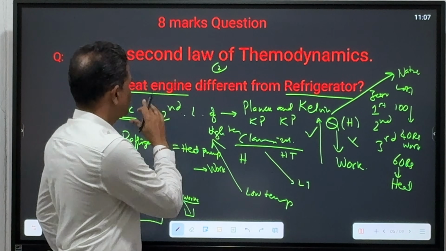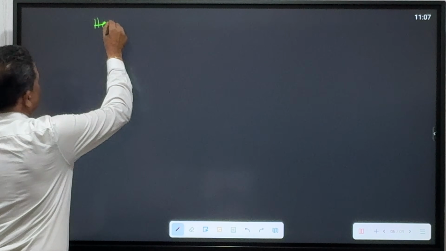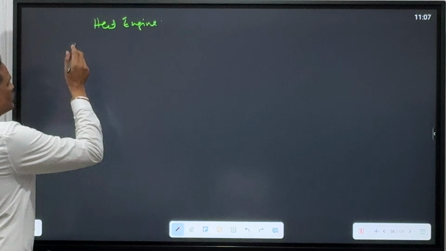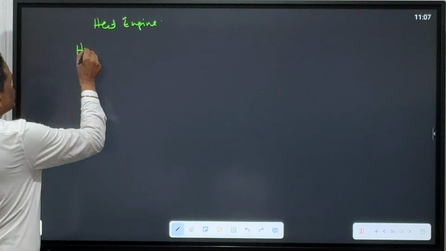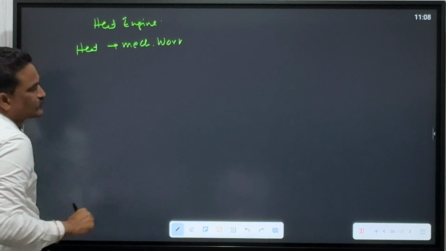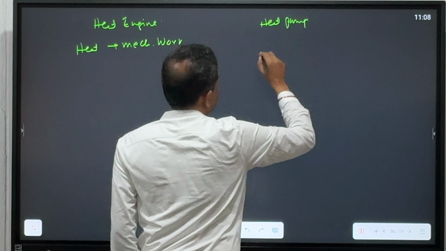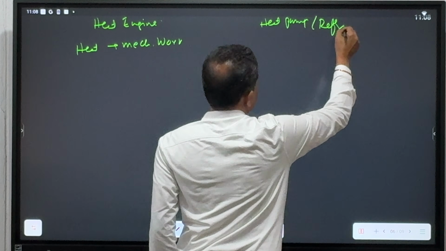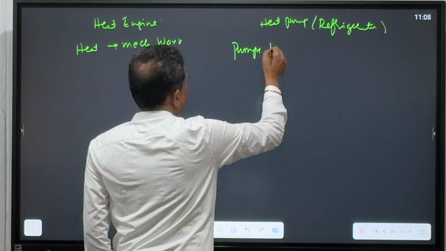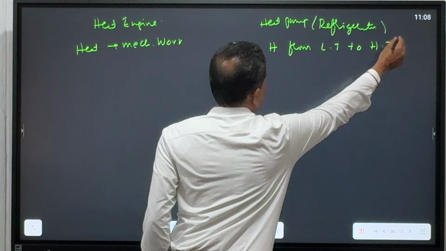Let us go to the differences between heat engine and refrigerator. So first you have to write about the heat engine. What does a heat engine do? A heat engine converts heat into mechanical work. What does a heat pump do? A heat pump is nothing but a refrigerator. What does it do? A refrigerator pumps heat from low temperature to high temperature.